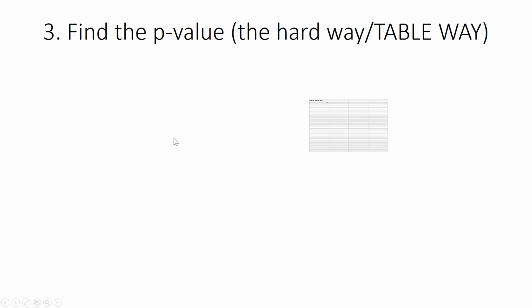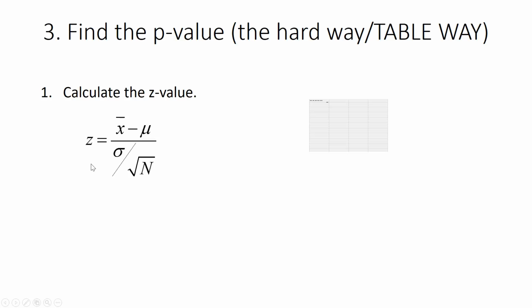So in order to find the p-value, the hard way or the Excel way, the first thing you need to do is to calculate the z-value. And you all should be familiar with this formula, where the z-value is our test statistic, in this case x bar, our sample mean, minus the population parameter or the hypothesized value. So this would be the mean of our sample, and this would be 5 because that's our hypothesized value. And then you would divide it by the standard deviation of the population divided by the square root of n.